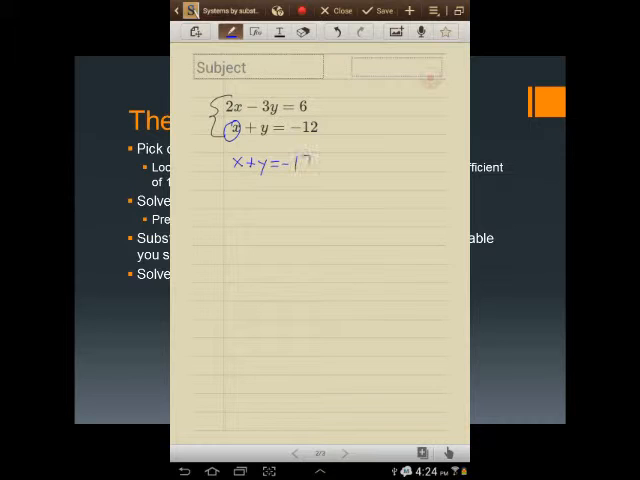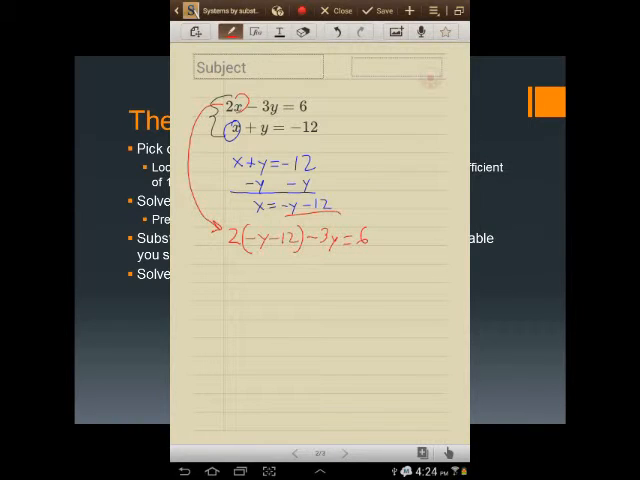So here's that second equation. Subtract y from both sides. X equals negative y minus 12. Beautiful. So there's a value for x. I'm going to take the other equation, the one I didn't use, and I'm going to replace x with that. 2 parentheses. So this is the x I'm replacing. Negative y minus 12. Closing parentheses, minus 3y equals 6.